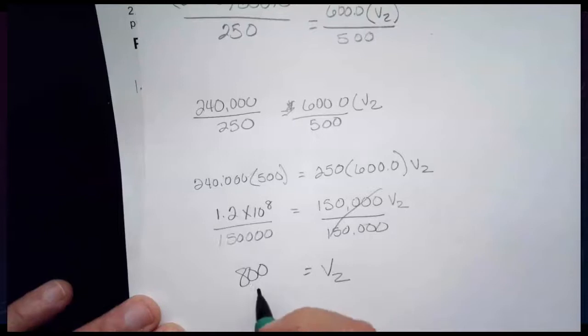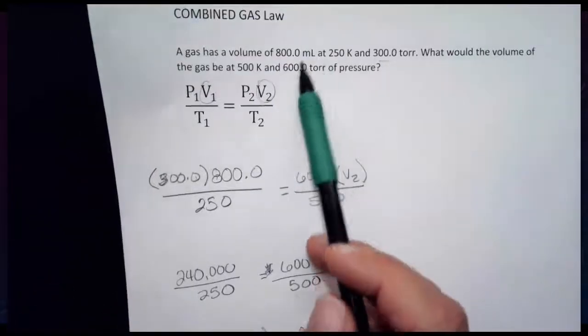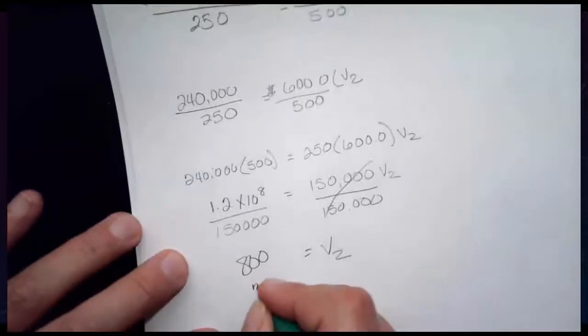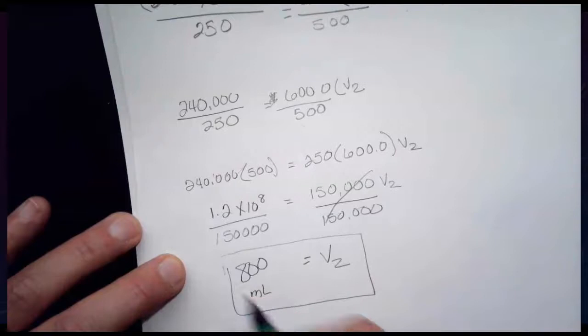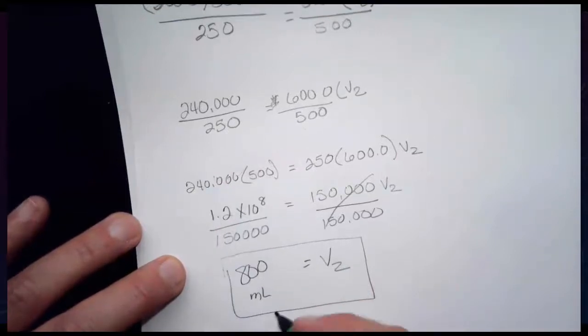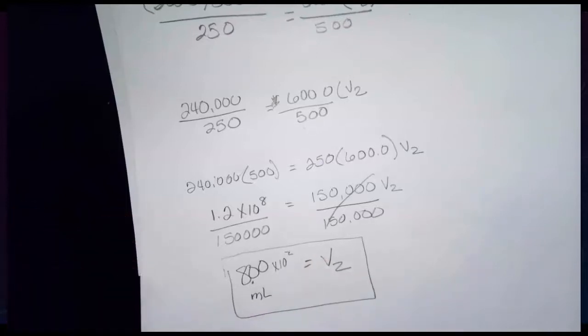divide, go back and look at what units volume was in. It was milliliters, so you'd end up with 800 milliliters. With significant figures, we would be 8.0 times 10 to the second if you wanted to make it right by significant figures. So basically we're taking all of the laws and combining them into that one equation.